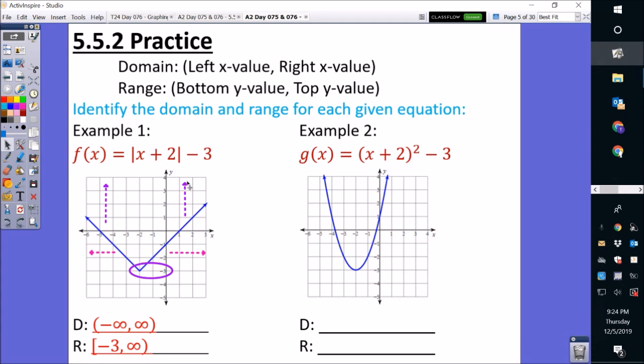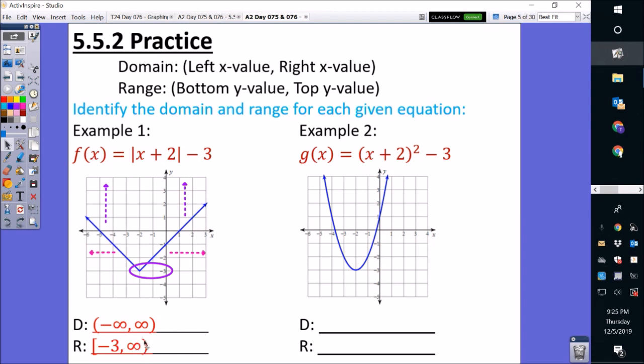So if it's going upward forever, we're going to be having infinity, also known as positive infinity. So that's why we have it in our range. This is going to be our bottom y value, as you can see here. But if you look closely, this is a bracket. Since the graph is at -3, that means -3 is included in the range, or included in the graph, or included in the solution. So that's why we have a bracket.